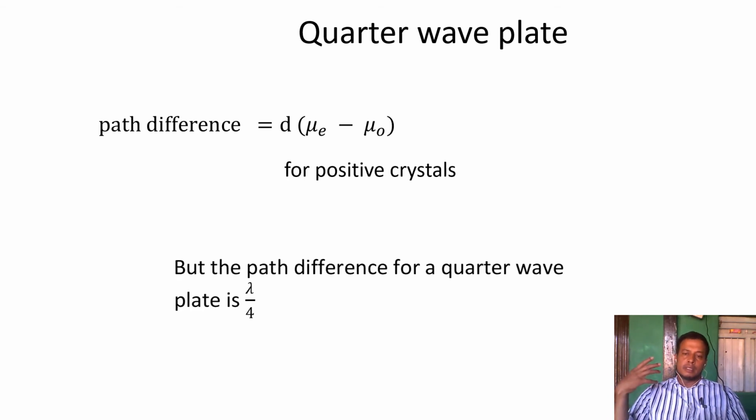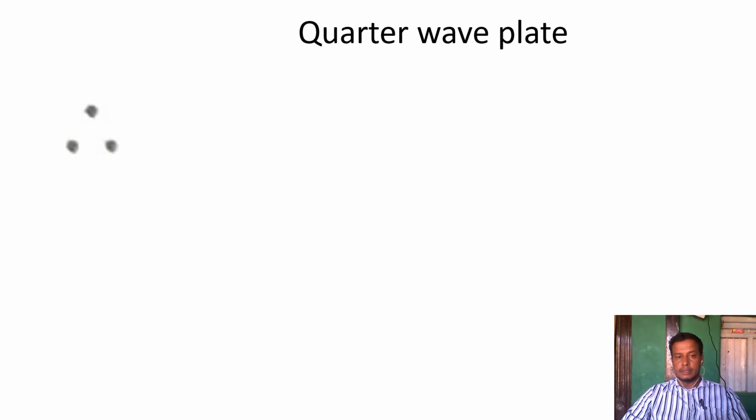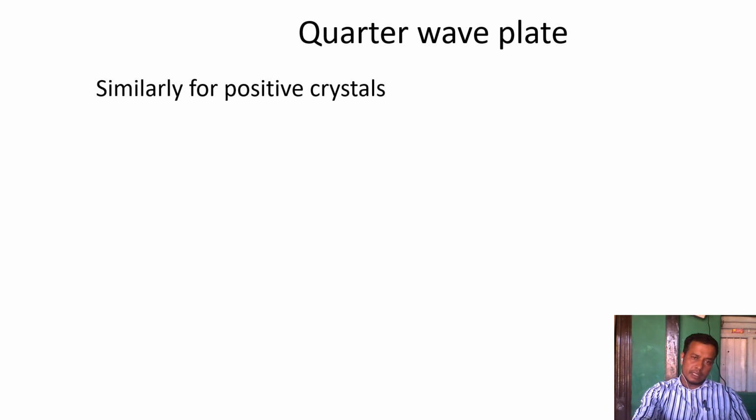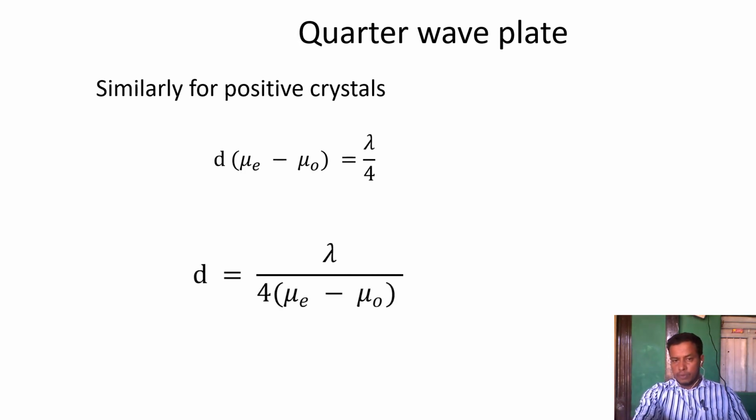But the quarter wave plate produces a path difference of lambda by 4. For a negative crystal, d into (mu o minus mu e) is equal to lambda by 4, so the thickness d is equal to lambda by 4 into (mu o minus mu e). It depends only on the difference of refractive indices and the wavelength. Similarly, for a positive crystal, d into (mu e minus mu o) is lambda by 4, so d is equal to lambda by 4 into (mu e minus mu o).